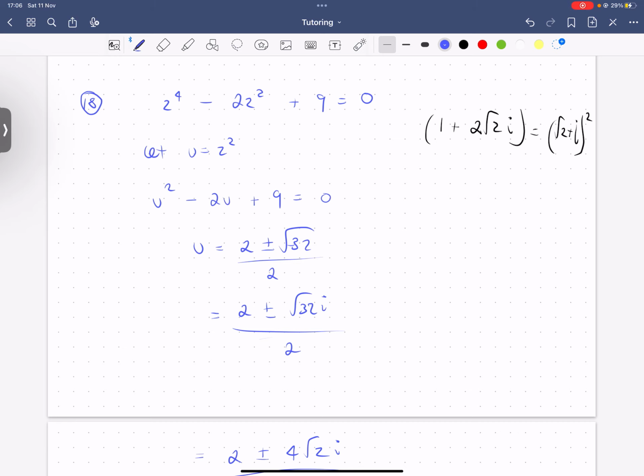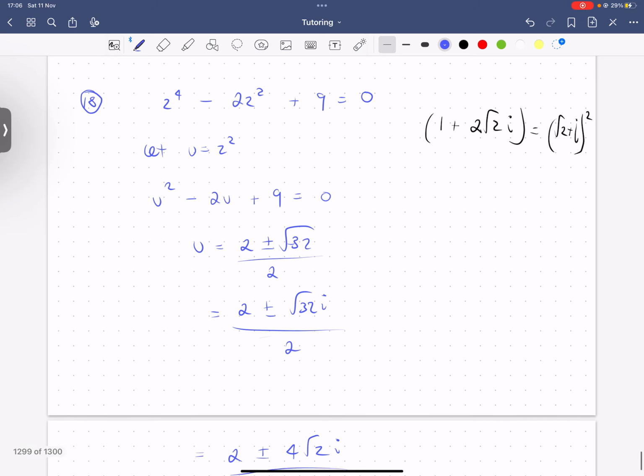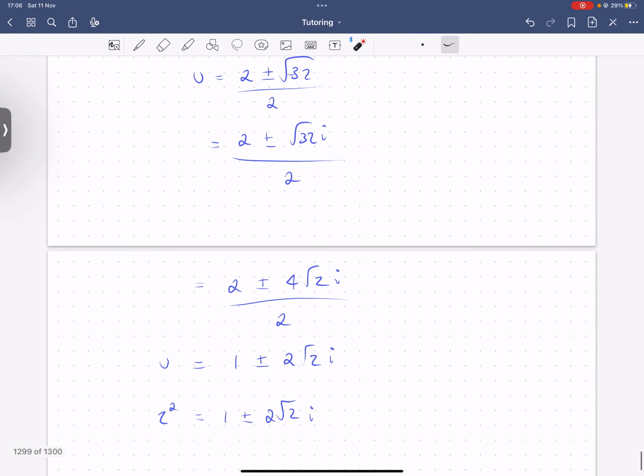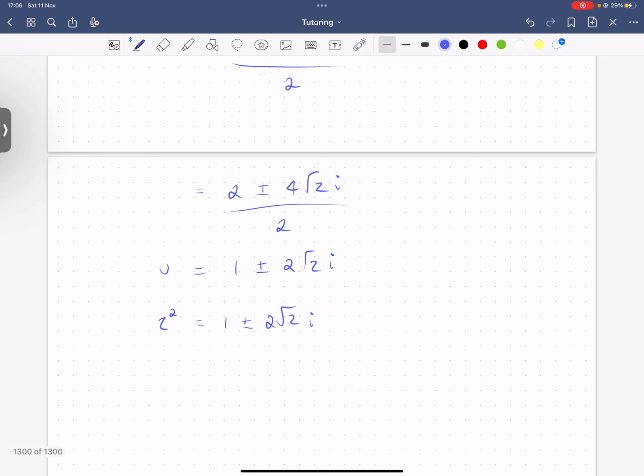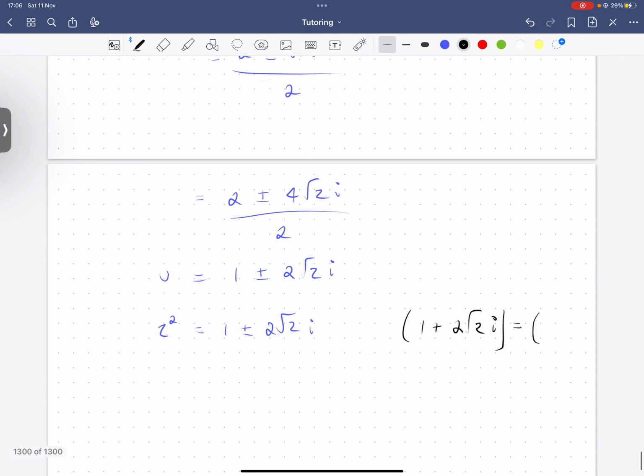Now, in the question, we're told that 1 plus 2 root 2i is equal to root 2 plus i, all squared. So let's write that down. 1 plus 2 root 2i is equal to root 2 plus i squared. So what that means is this is equal to, pardon me, root 2 plus or minus i squared, using that identity here.